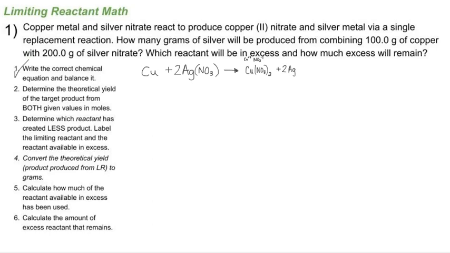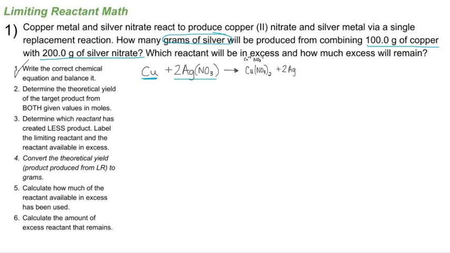The next thing we need to do is determine the theoretical yield of the product that we're being asked to find for both of the given values. If you look back at the problem, it's asking us to find grams of silver produced from 100 grams of copper, with 200 grams of silver nitrate. So we have an amount of both reactants, and we need to figure out which one is going to be the limiting reactant. To determine that, we need to figure out which amount is going to produce less product.